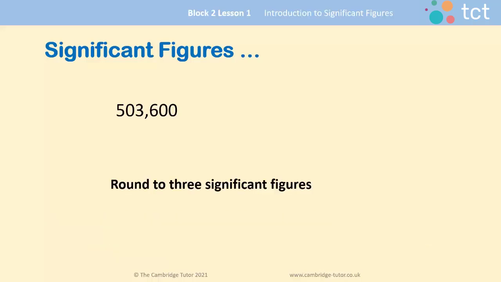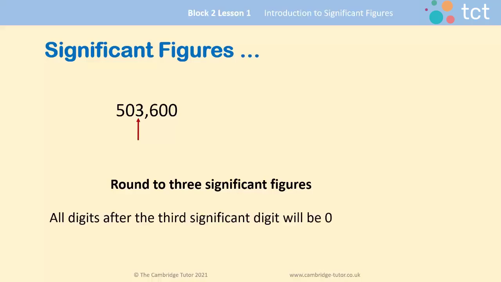503,600 and we want to round this to 3 significant figures. Again, we look for the first digit that isn't a 0, and that's 5. The second digit is a 0, but because it comes after a significant digit, we include it. So that's our second significant figure, and the third is 3. Everything else needs to be a 0.